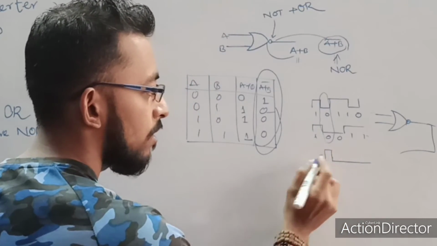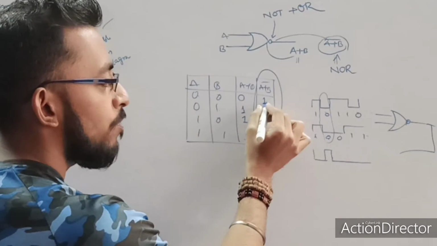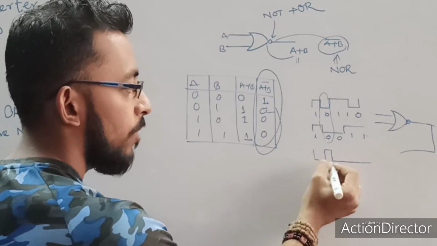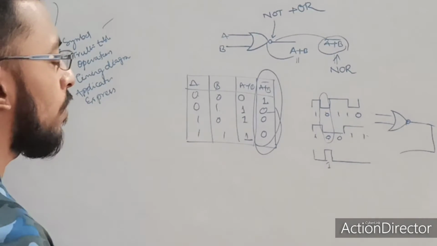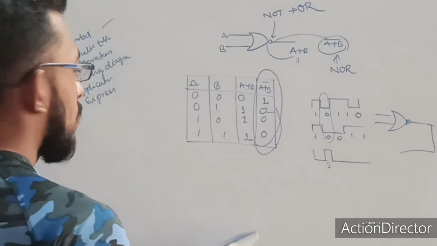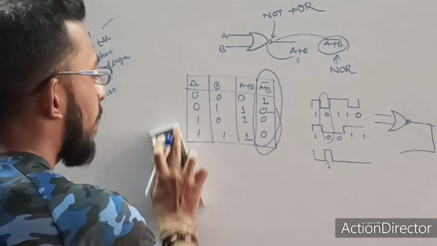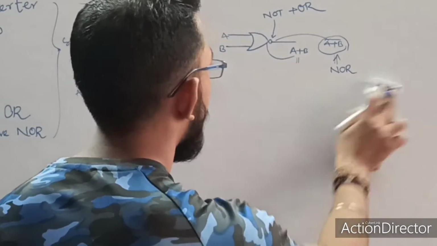Are you getting it or not? So only when both inputs are 0 is my output 1, and for all other cases my output is 0. So this is using the waveform, and from there you can see the timing diagram. So now let's see one application of this NOR gate, where we can use this NOR gate.